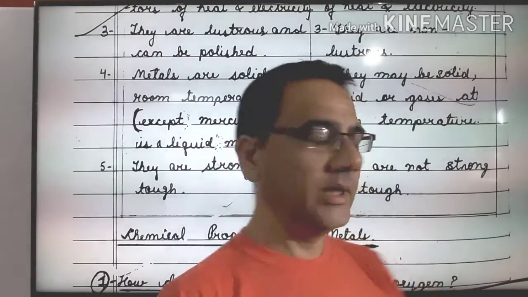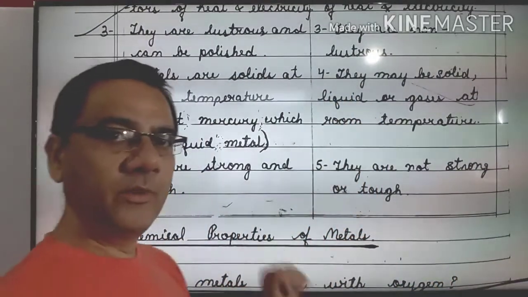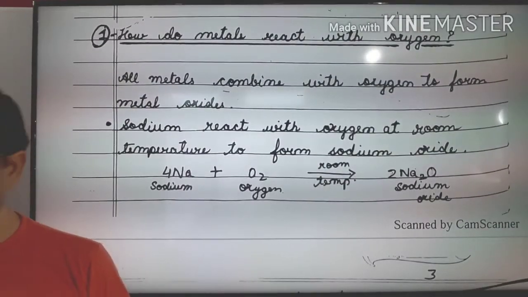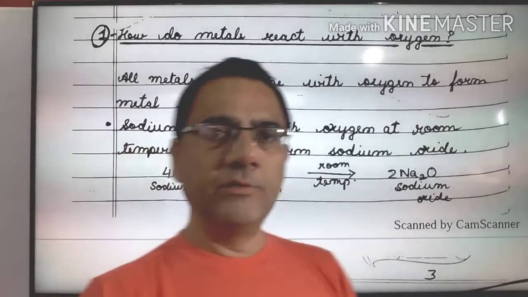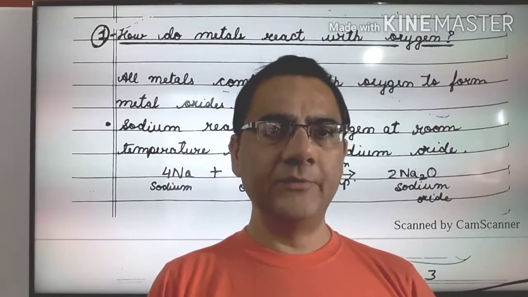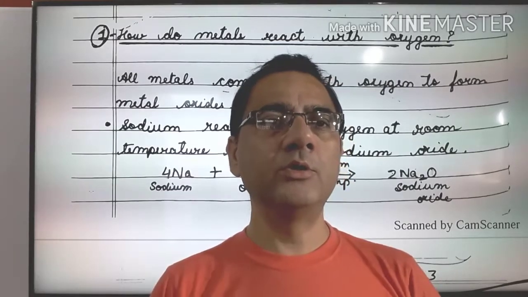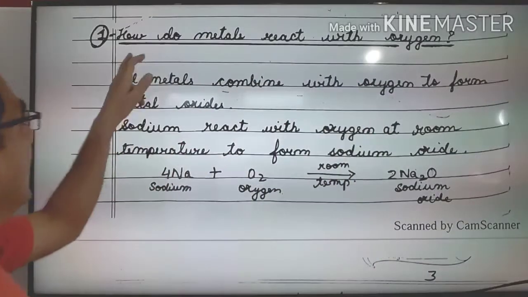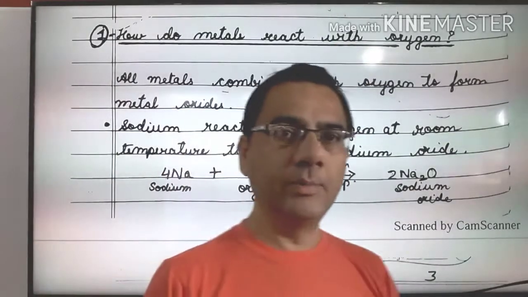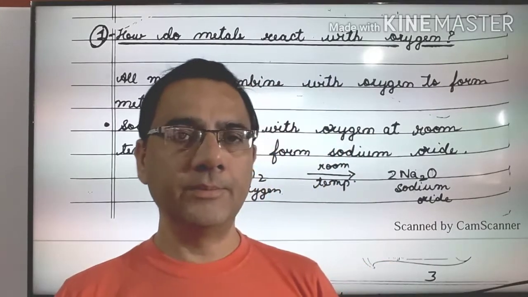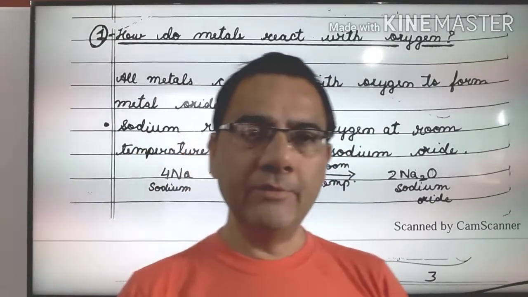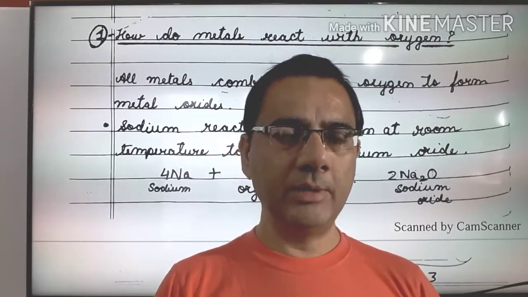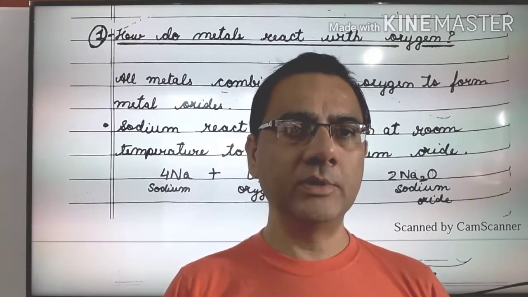Now we go to the next point, and that is the chemical properties of metals. What we have studied was the differences in the physical properties of metals and non-metals. Now we are going towards the chemical properties of metals, and the first chemical property is how metals react with oxygen. Some metals are very active towards oxygen, the highly reactive elements like sodium and potassium.